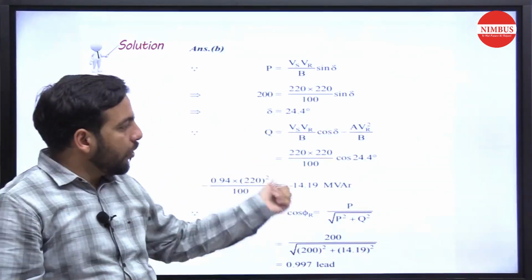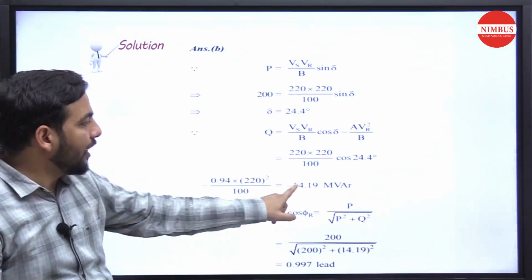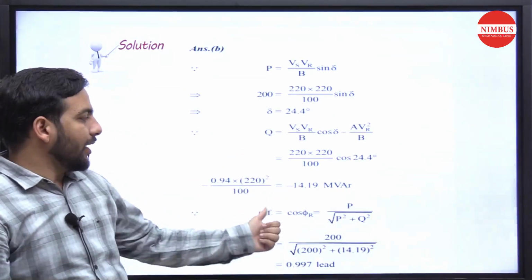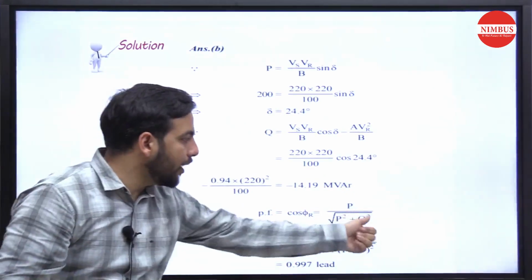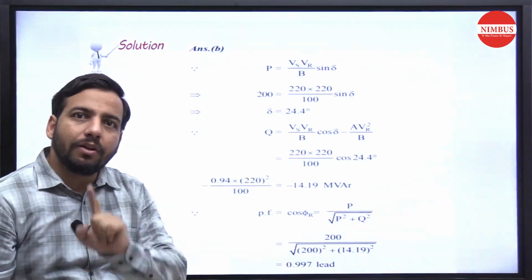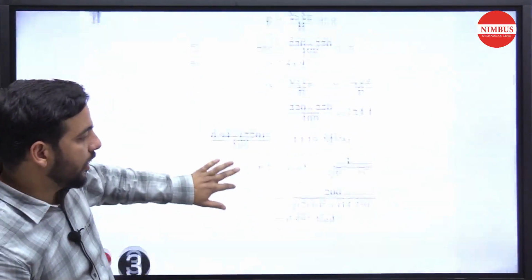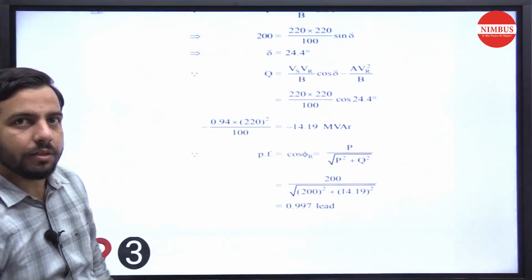Okay, when you put in the formula of Q, you will calculate the value of Q, and then you can calculate the power factor by the formula P by S. S is equal to the square root of P square plus Q square, simply. As Q is negative, the power factor will be a leading power factor. This is the leading power factor. I think you have solved this question because this is a very simple question.